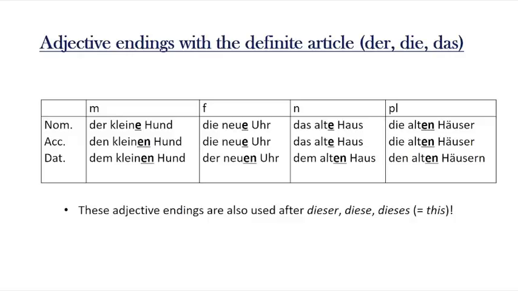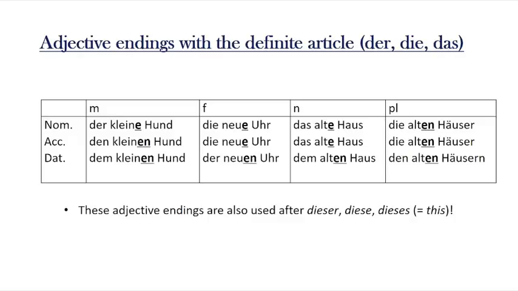And you just need to know whether you're in the nominative, accusative, dative, and whether the thing that you're talking about is masculine, feminine, neuter, or plural. So we'll read across this table just so you can hear the endings. Der kleine Hund, die neue Uhr, das alte Haus, die alten Häuser. Den kleinen Hund, die neue Uhr, das alte Haus, die alten Häuser. Dem kleinen Hund, der neuen Uhr, dem alten Haus, den alten Häusern.